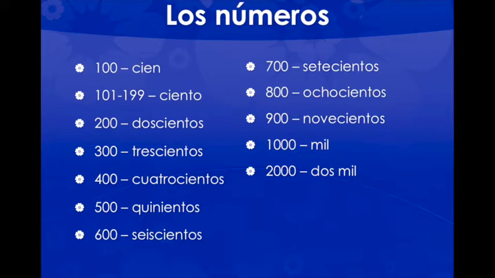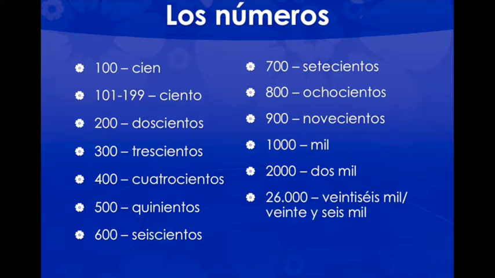2,000 would be dos mil. Again, seeing the pattern, you could make any number. So for example, if you wanted to say 26,000, you'd say veintiséis mil. Or if you wanted to say 40,000, cuarenta mil.